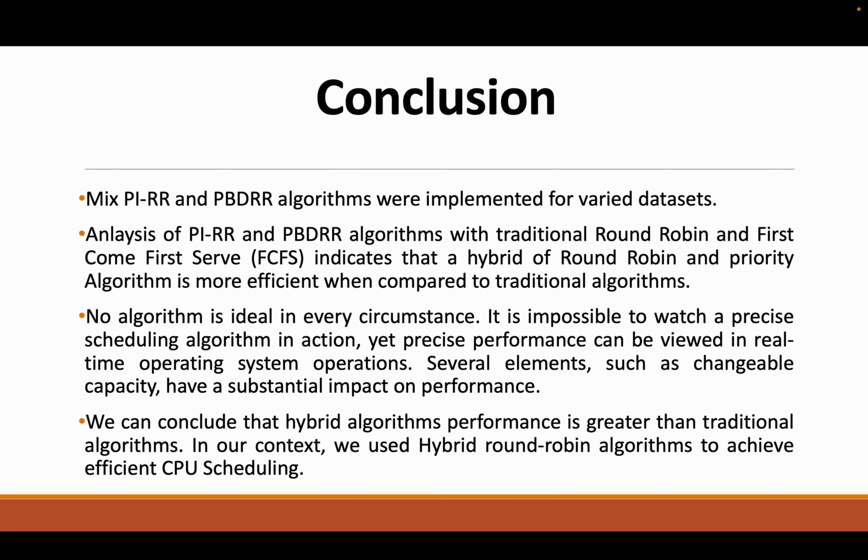We know that no algorithm is ideal in every circumstance, so it is impossible to watch a precise scheduling algorithm in action, yet precise performance can be viewed in real-time operating system operations. Several elements such as changeable capacity have a substantial impact on performance. So we can conclude that the hybrid algorithm performs better than the traditional algorithms, as it combines the priority and the round robin.